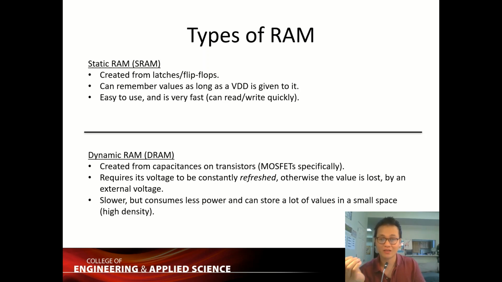So this one is slower, but it consumes less power and it's actually smaller. It's smaller in construction, so you can have a lot more memory units inside an equal amount of space. So there's some trade-off. If you want less power consumption and smaller size, you need to do some trick with it, which is constantly charging it with a pulse.